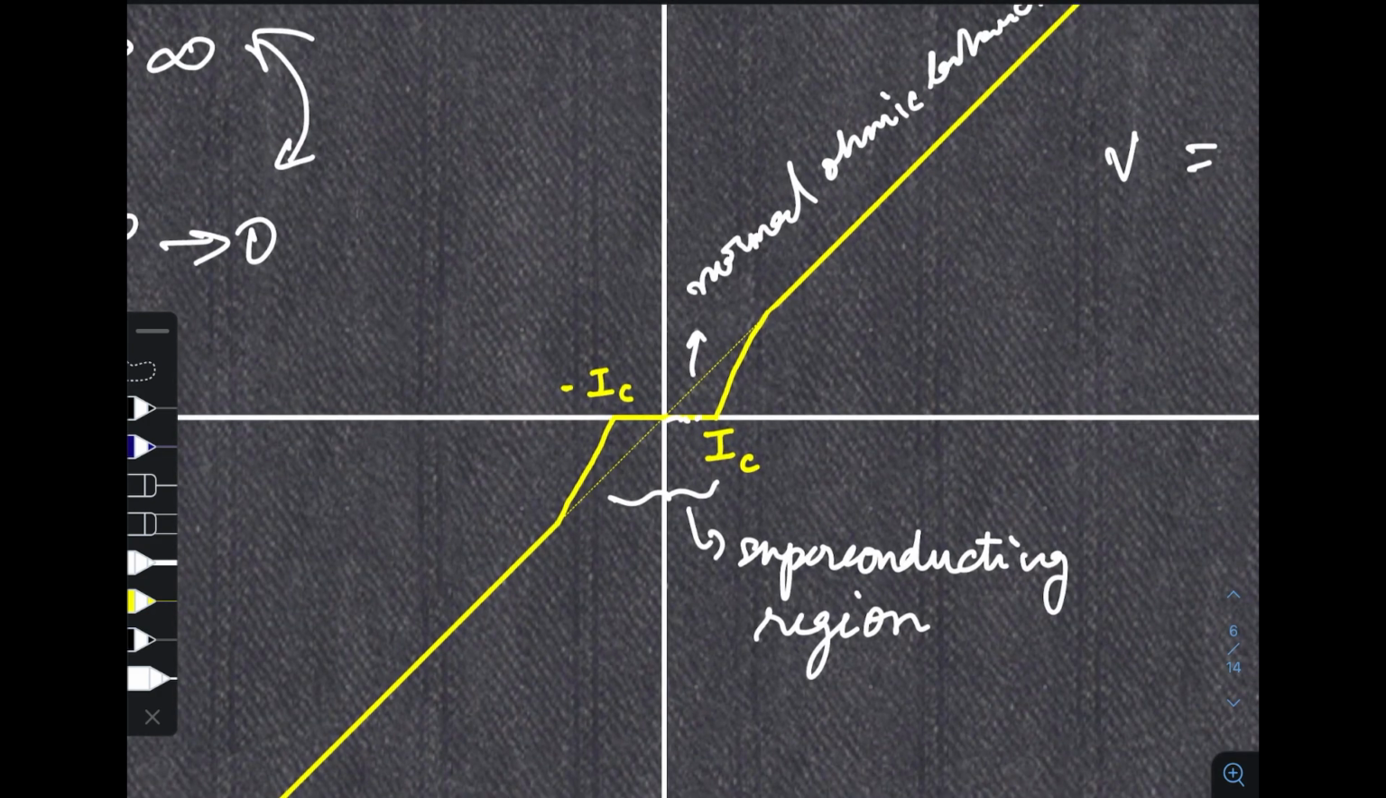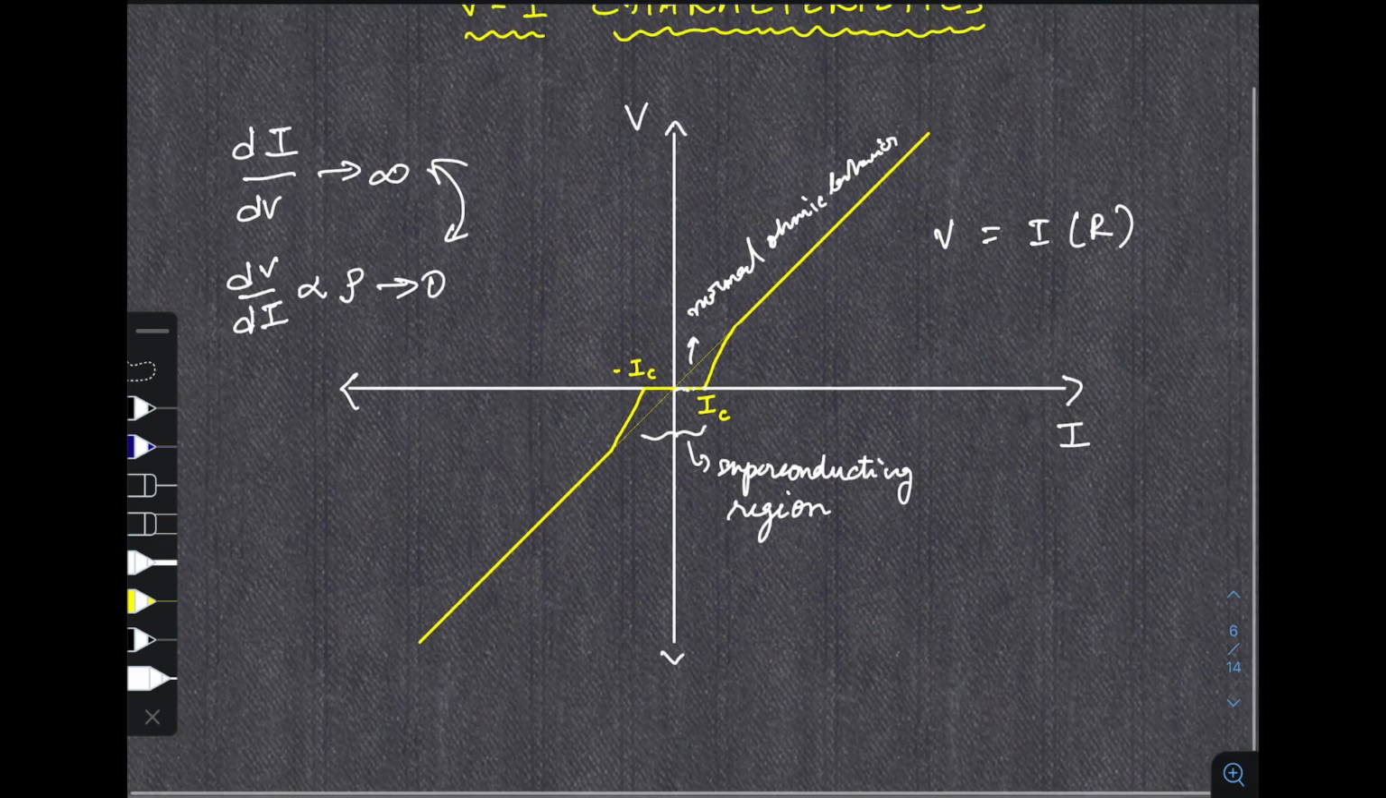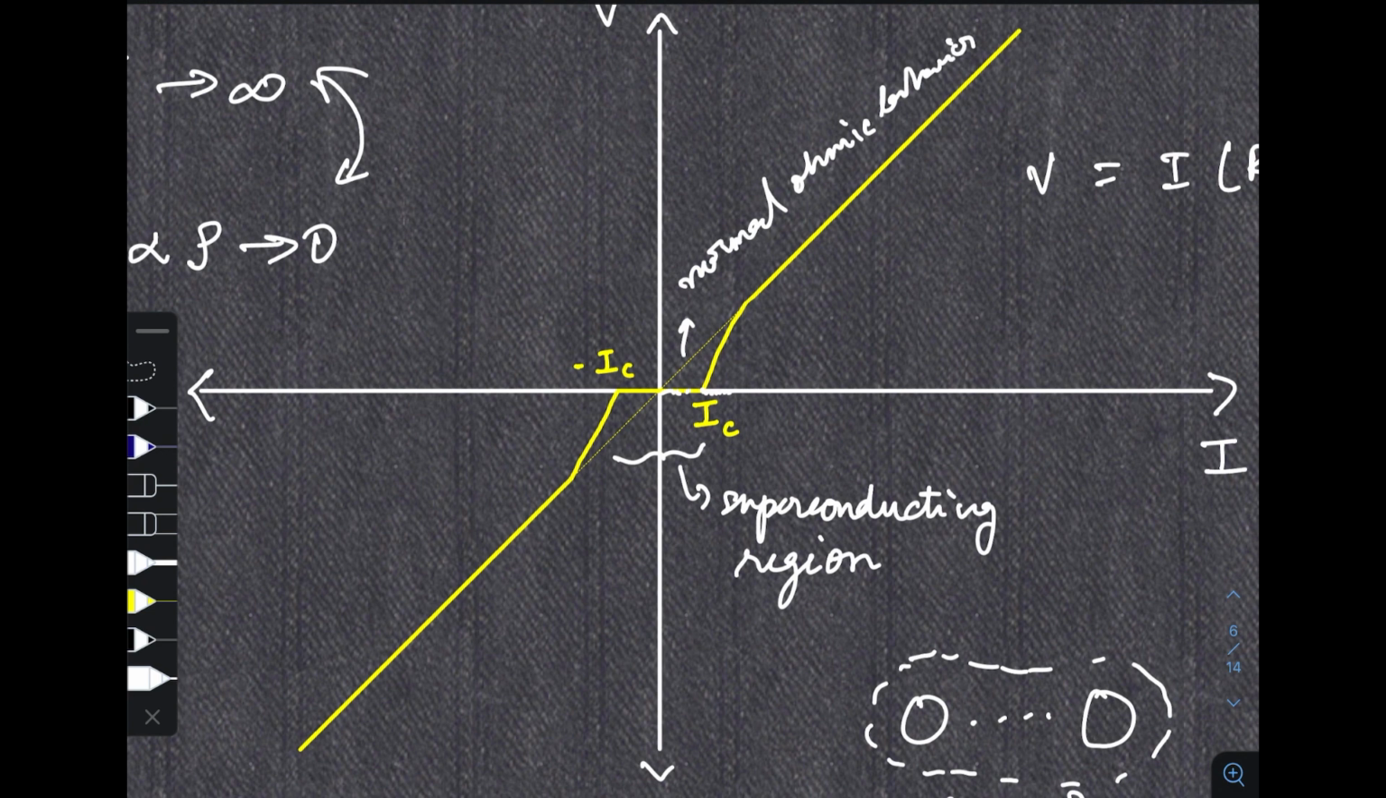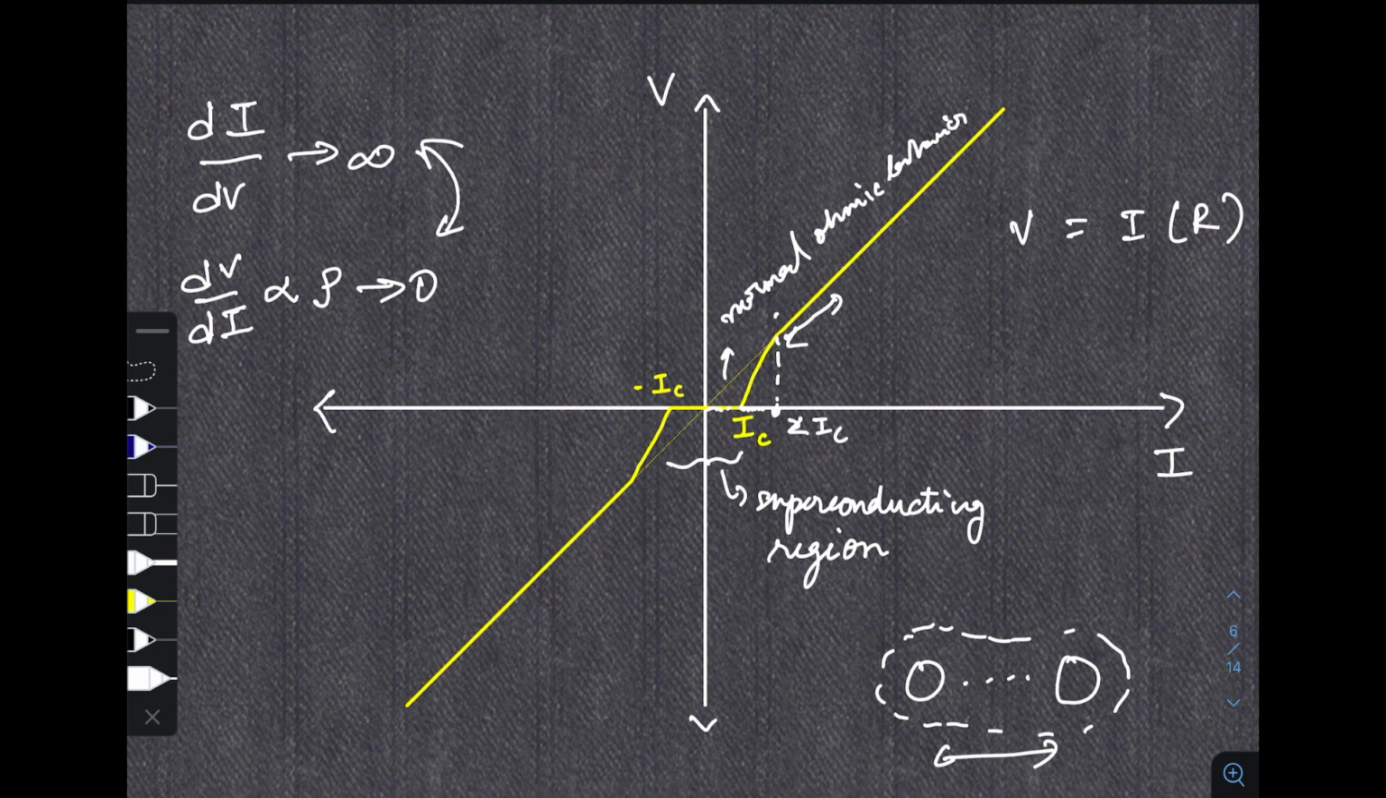So until the current value reaches the IC, the Cooper pairs inside the superconducting material don't dissociate. As soon as the current reaches this critical value, the energy of the electrons in the Cooper pair is enough for them to start dissociating. And as we know, Cooper pairs are a very important factor for a material to exhibit superconductivity. So after this point, slowly the Cooper pairs start to dissociate, and at some current which is greater than IC, we can see that the device starts to behave like a normal ohmic resistance. So this is the transition region from the superconducting to the normal ohmic behavior.